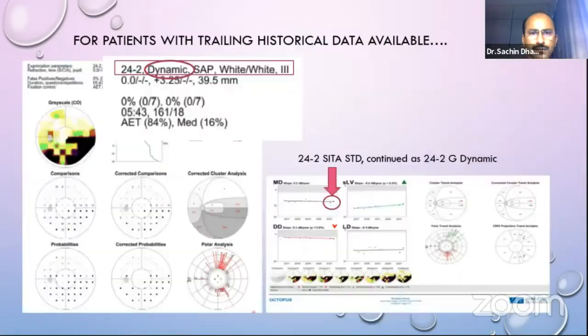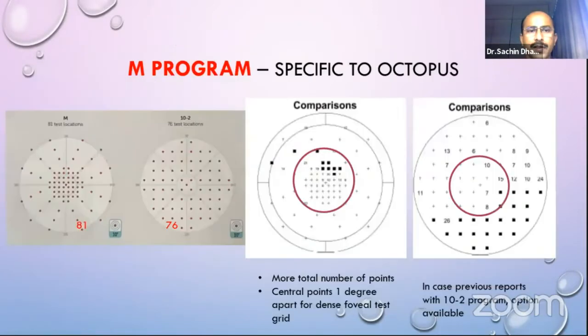Now, if you do a 24-2 test, then also the same kind of printout is available to us, and you can have continuity of the 24-2 test from the previous Humphrey's historical data. And you can see here a beautiful progression map is obtained, and these two last symbols are different, which indicate Octopus machine vis-a-vis the Humphrey machine, which is indicated as a cross, and you can get a progression map even on previous Humphrey data.